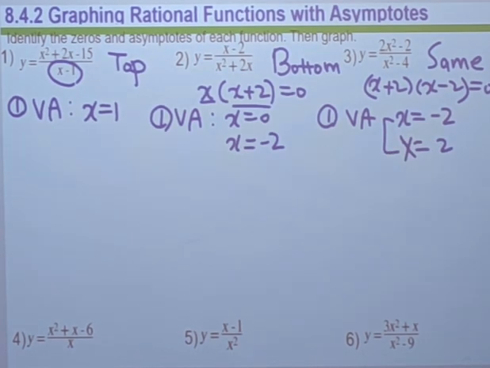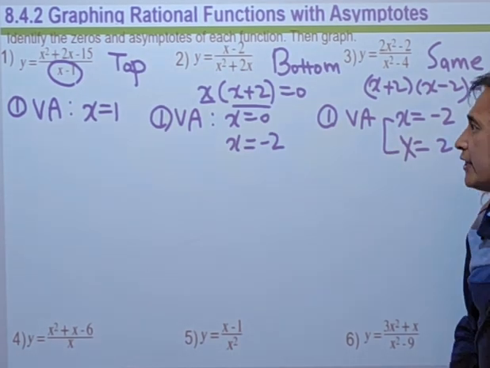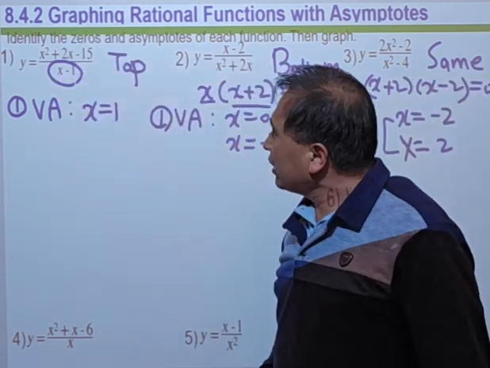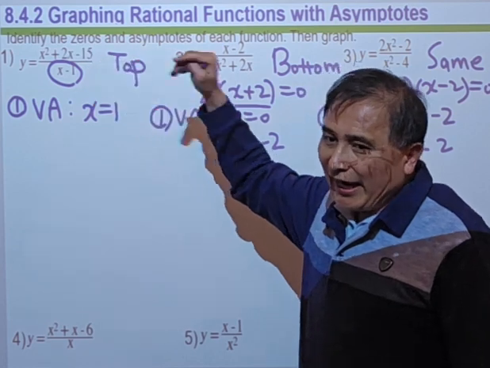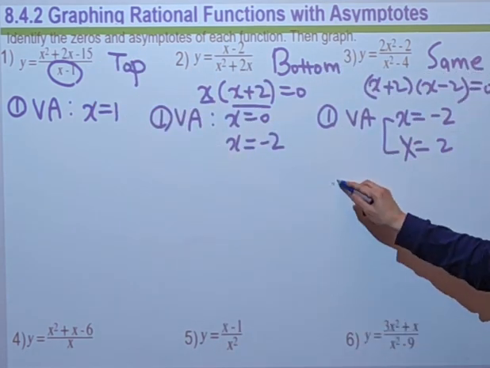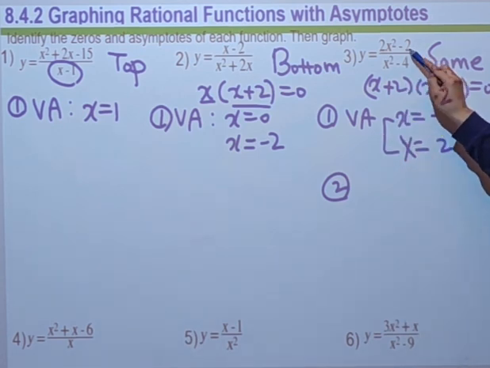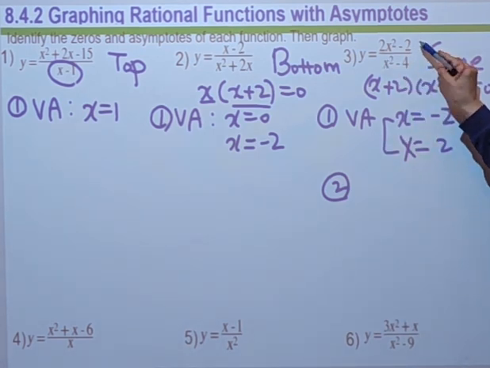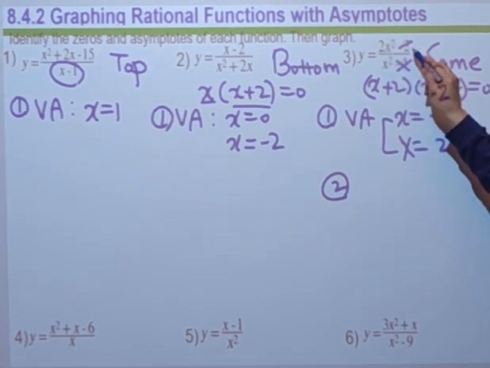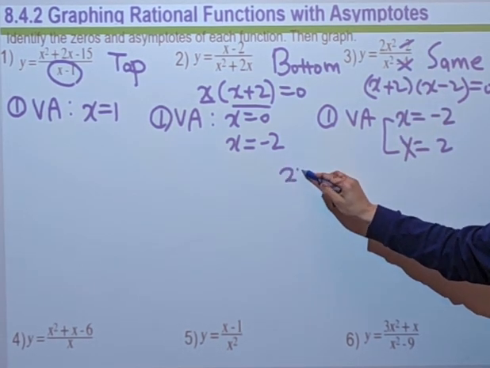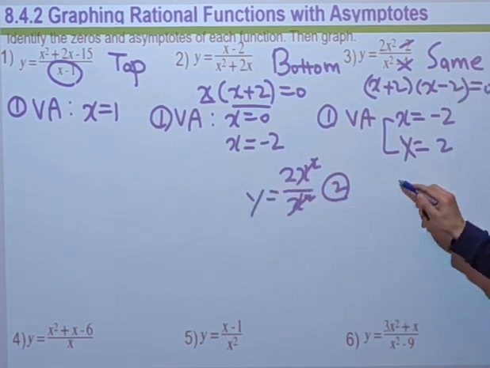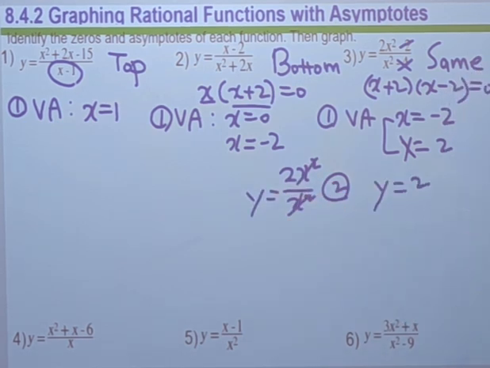Now, the horizontal asymptote is different. To find the horizontal asymptote, you divide the numerator by the denominator, and the quotient is the horizontal asymptote. So let's do each one first. This one has the same degree, so you don't need to worry about the rest. Just 2x squared over x squared, that cancels out. So y equals 2. This is y equals 2.